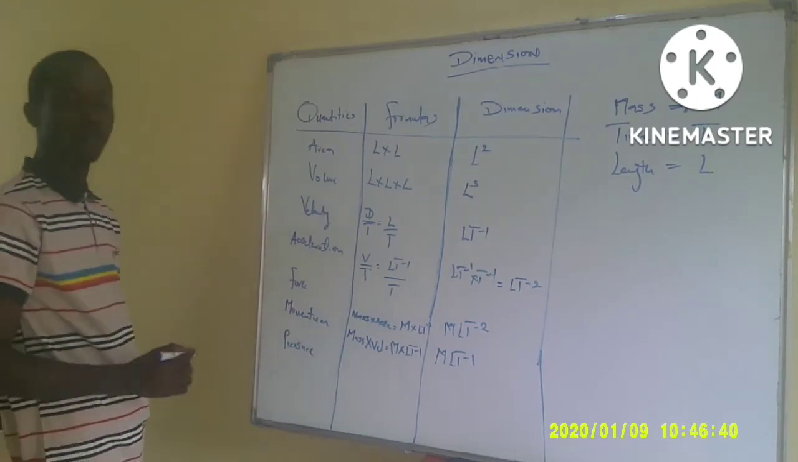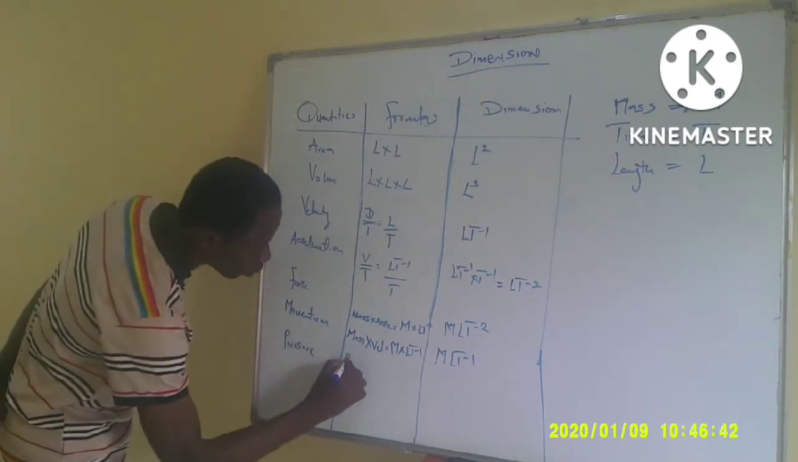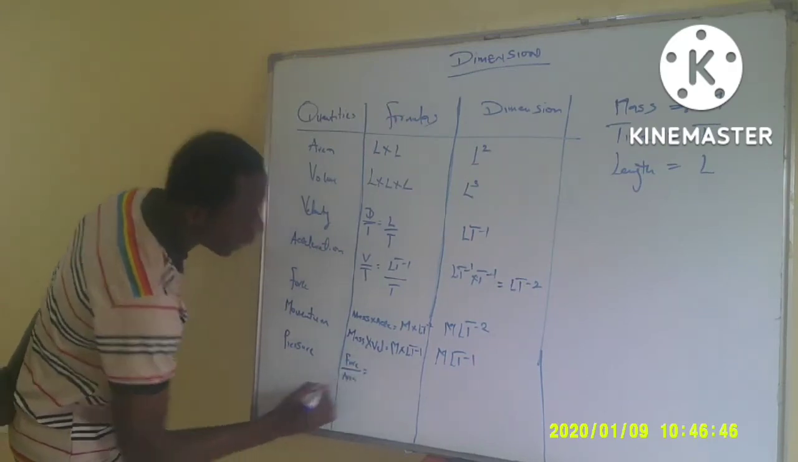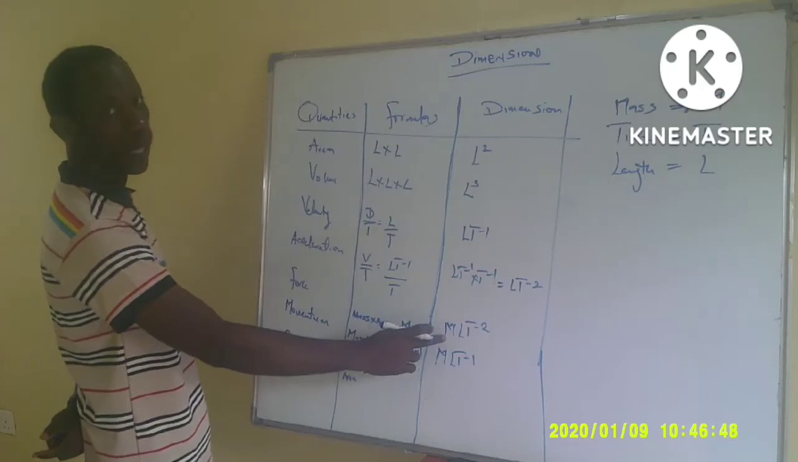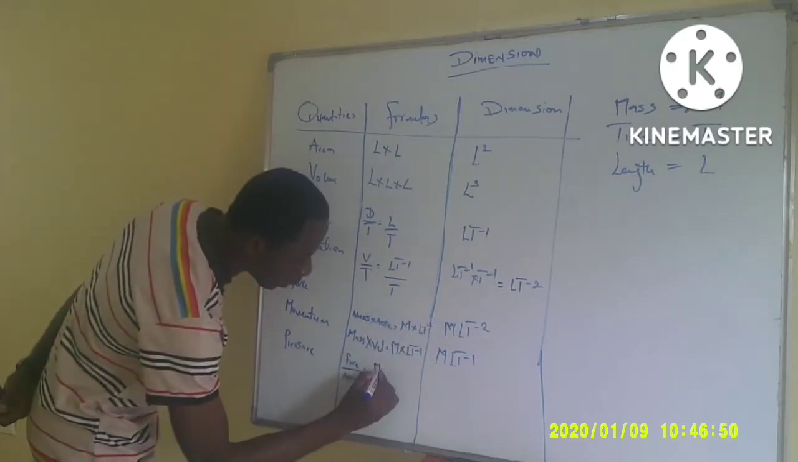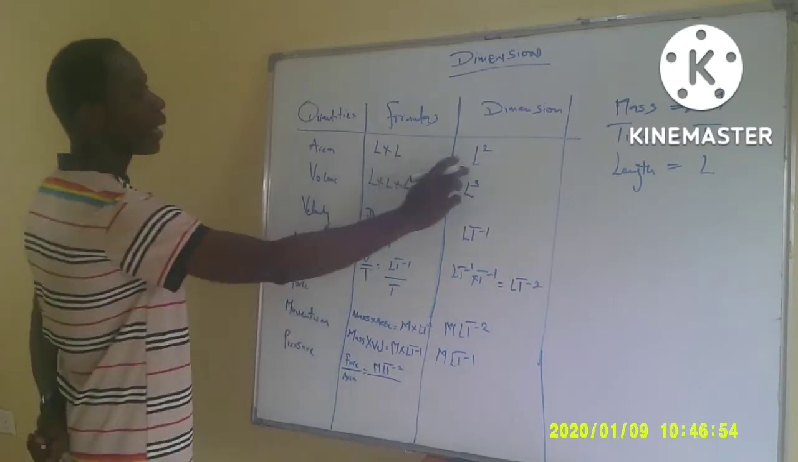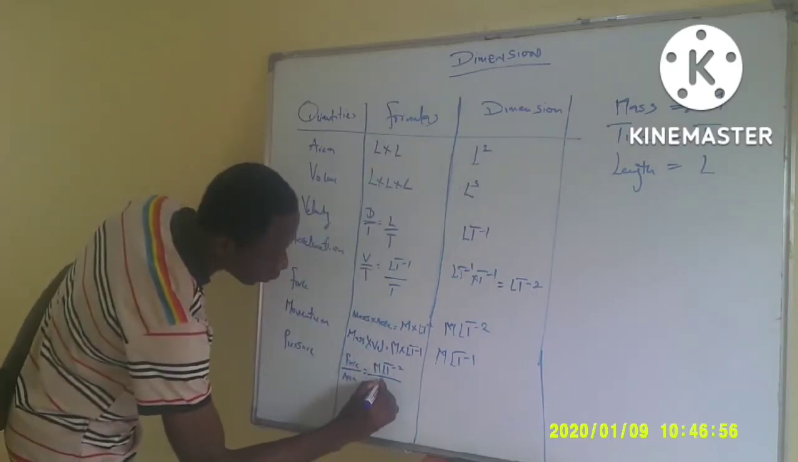Pressure is force over area. So what is the dimension of force? The dimension of force is MLT^-2. What is the dimension of area? It was L squared.